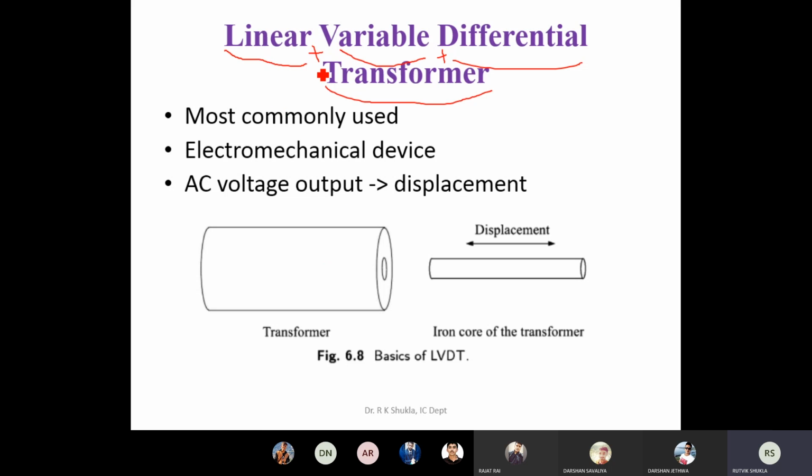So again, we'll come back to here. It is generally made up of 4 terms: linear, variable, differential, and transformer. Can anyone discuss what these four terms indicate? Linear relation, variable, differential, transformer.